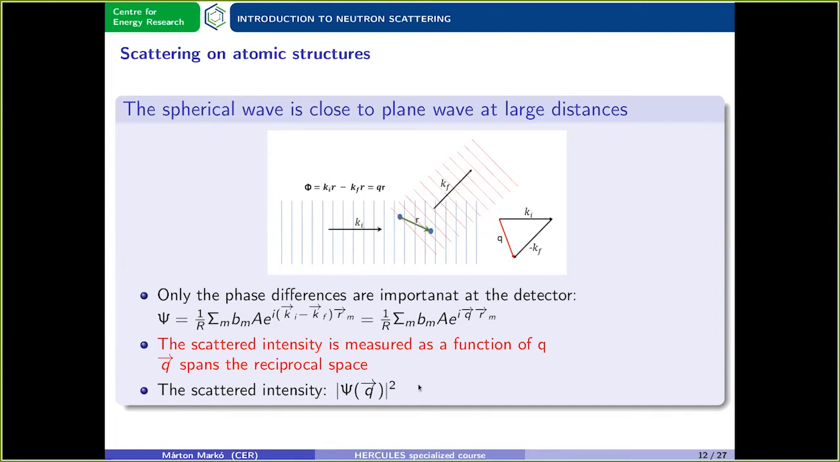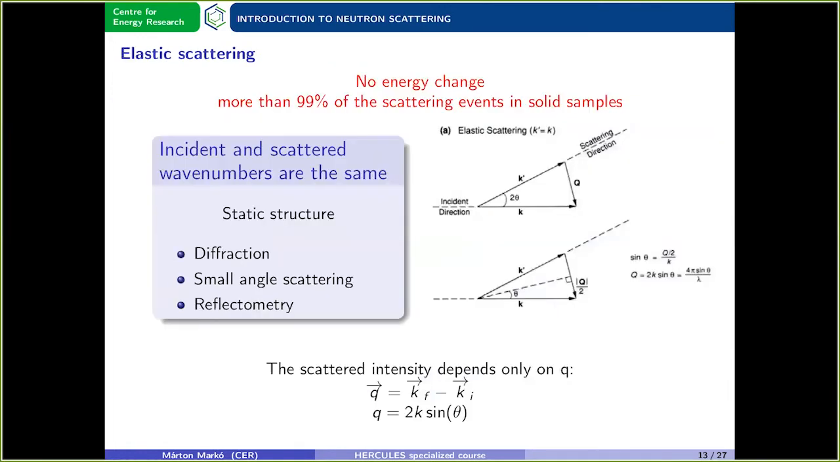The scattered intensity is the absolute square of the wave function. So we cannot see the wave function itself, we can see only the intensity of the neutrons. We will never see the phase of the neutrons. And that causes some problems. So let's see how an elastic scattering is working.